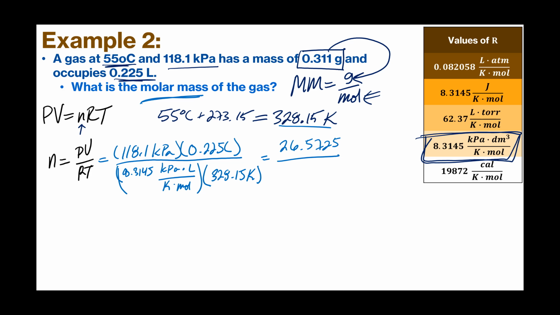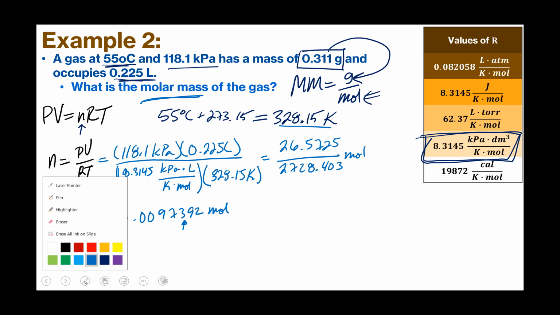All right, now multiply the top: 118.1 times 0.225 is 26.5725, divided by 8.3145 times 328.15, which is 2728.403. This fraction has units of moles. I'm going to run out of room, so I'm going to come down here. We're going to divide those two things: 26 point whatever divided by 2728 means we have 0.0097392 moles. This should have 3 significant figures. So that's there.